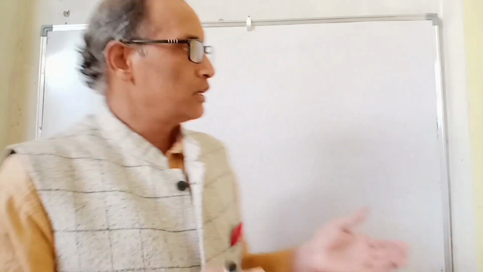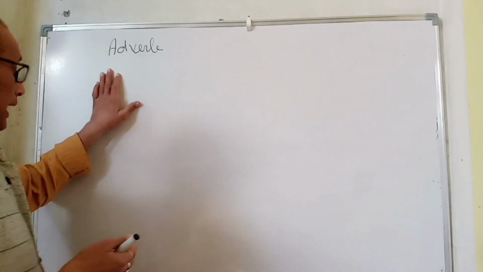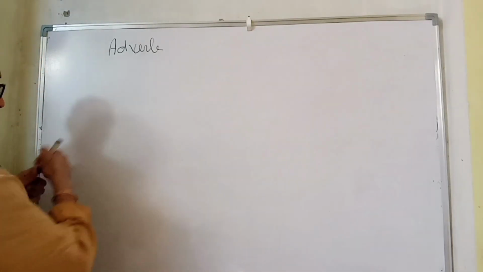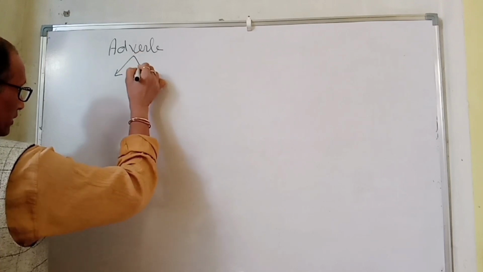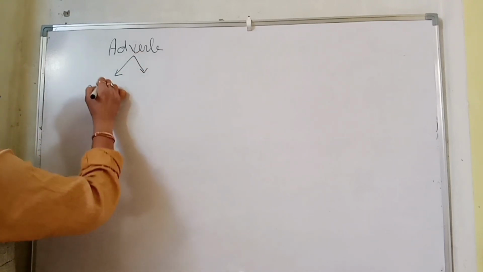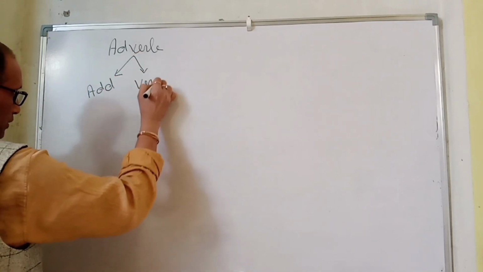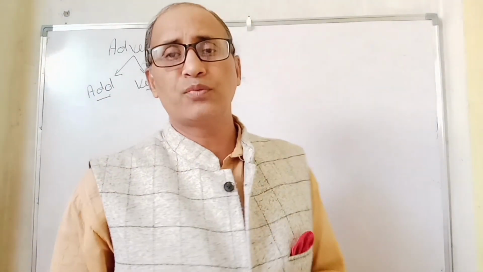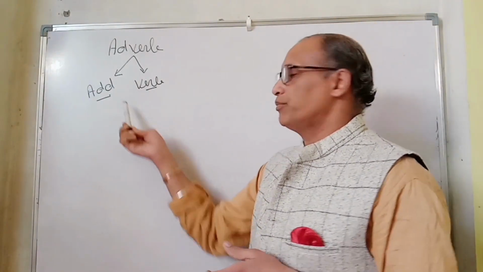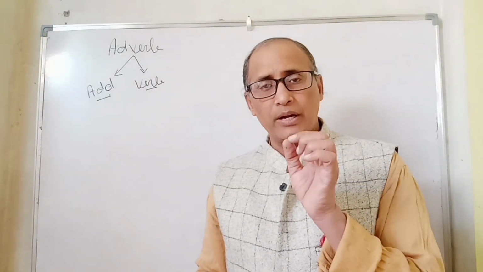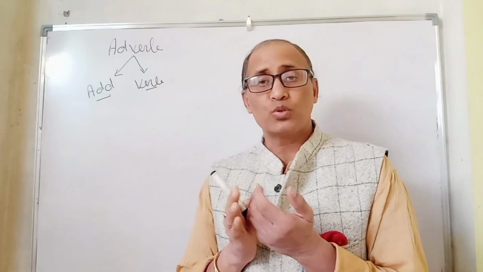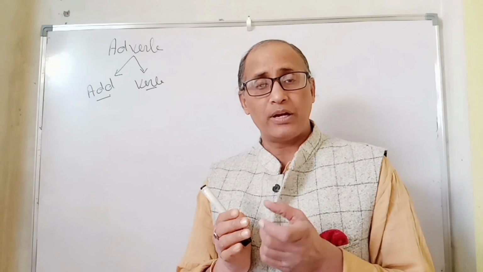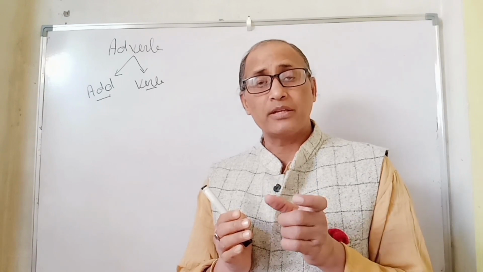Okay, students, here I have written adverb. You can see yourself, and this adverb is made of two words. One is ad, another is verb. So here adverb means that word which adds something to verb. I mean to say that adverb is that word which modifies verb.